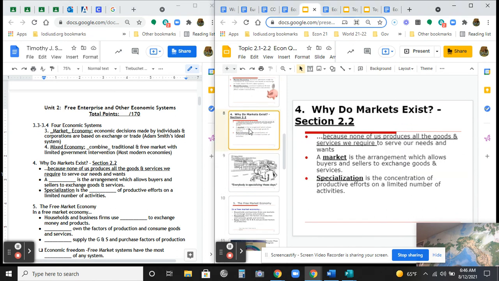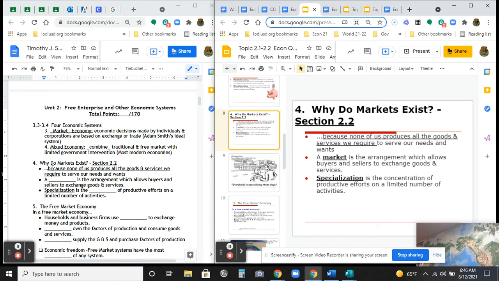All right, let's go to the next one. Why do markets exist? Well, think about what you're wearing today. Nobody made your clothes, but if it was 300 years ago, 1720 something, most of you would be wearing clothes that were made in your household, whether it was by yourself or somebody else.